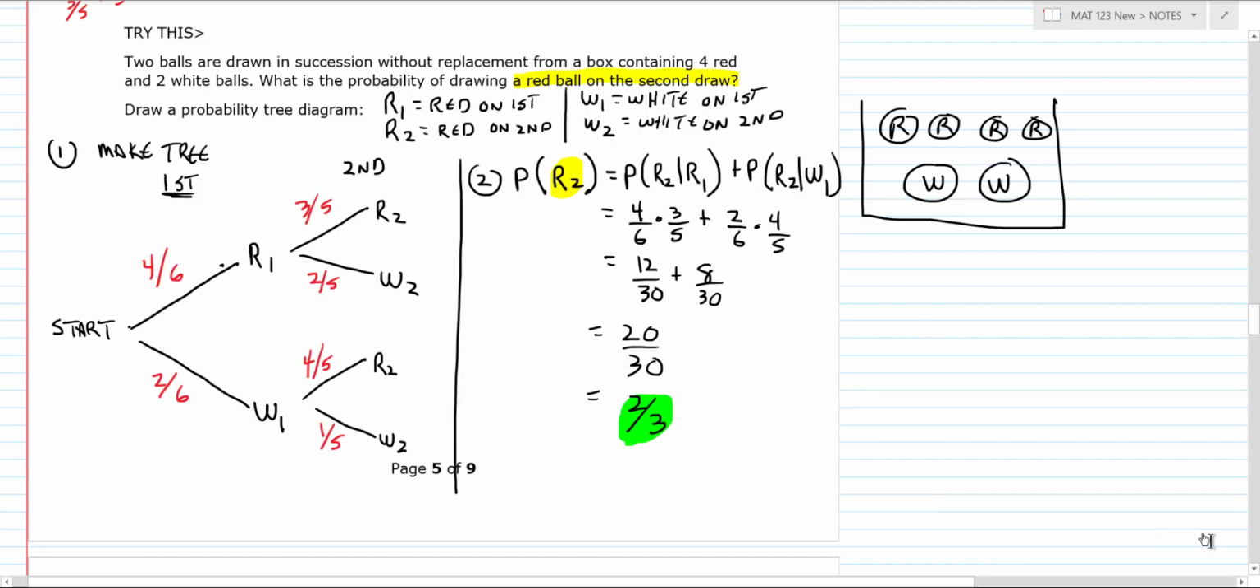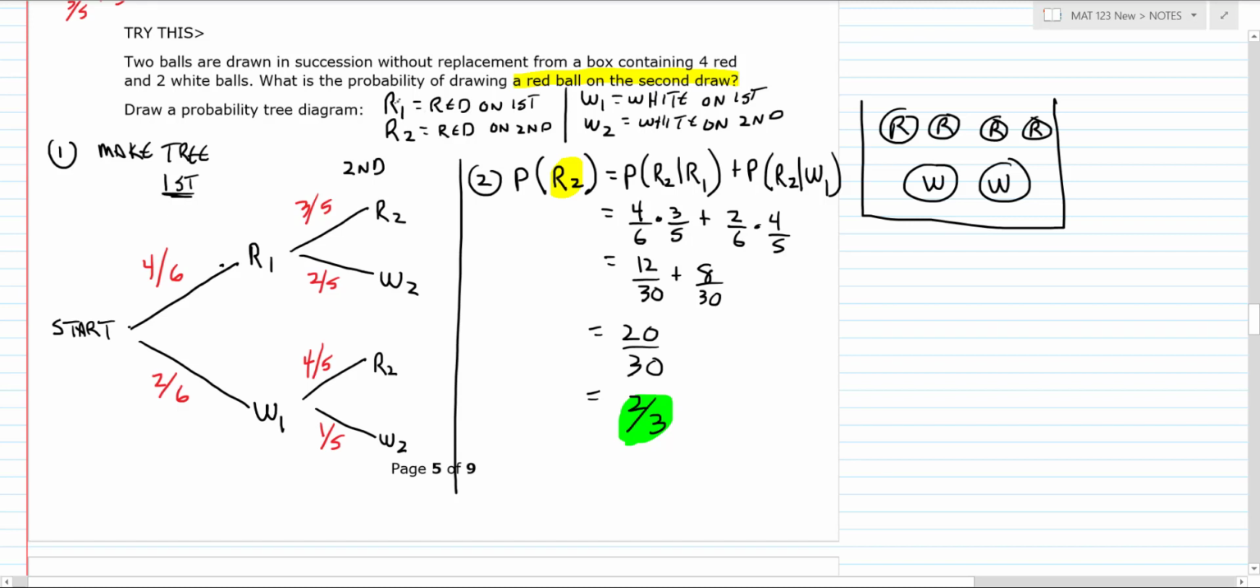Okay, so if you want to check here, the answer you should have got was 2/3. So I'll kind of talk through what I did if you didn't get that. So the first thing I really wanted to see on this is the probability tree.